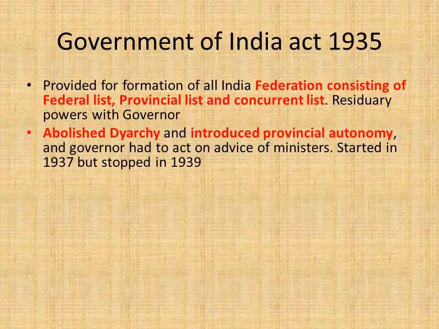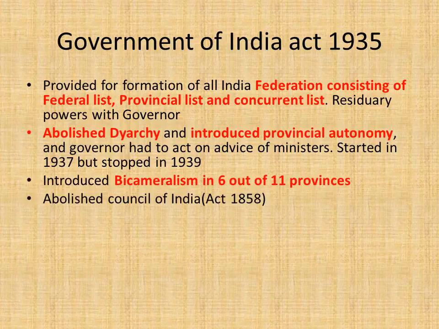Next is introduction of bicameralism in the provinces. So these two acts, that is Act of 1919 and Act of 1935, are very confusing, because in 1919 bicameralism was introduced in the Central Legislative Assembly or the Central Legislative Council, but over here the bicameralism was introduced in the provinces also.